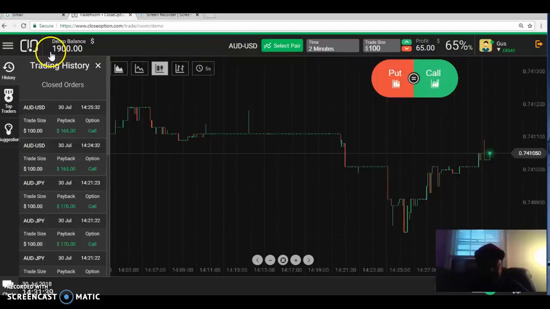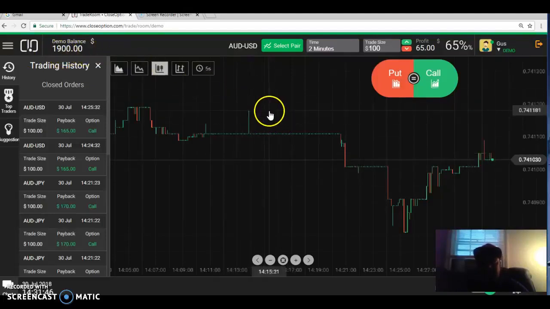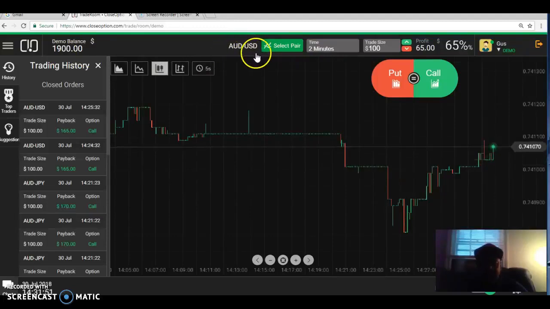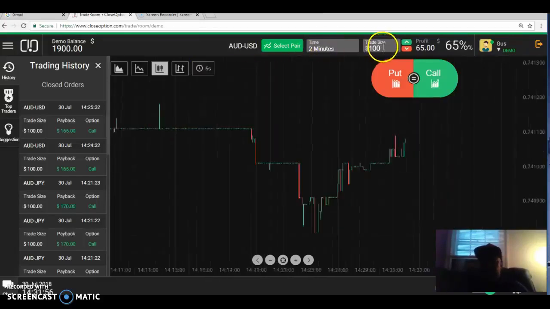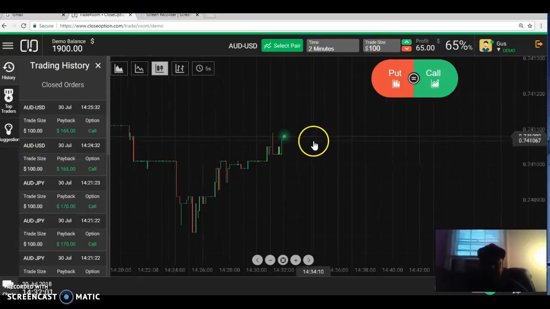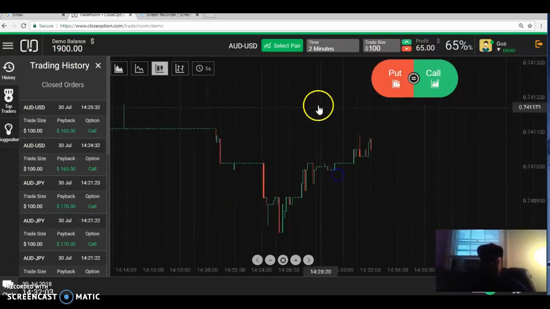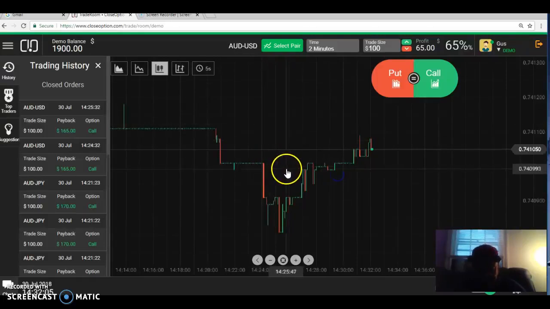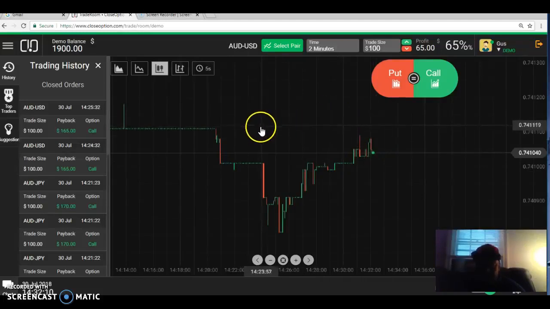Okay, I started out with a $1,000 balance, and I've managed to grow it to about $900. So we're going to go ahead. What I'm looking at here is the AUD USD, the Aussie dollar US dollar. These are 5-second candles, as you see here, and I'm doing 2-minute trades, trading $100 lot sizes on the trade. So what I'm basically looking for in these patterns is a strong bullish trend or a strong bearish trend in the currency.